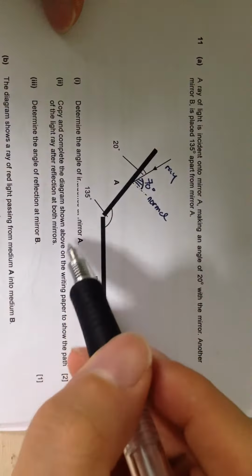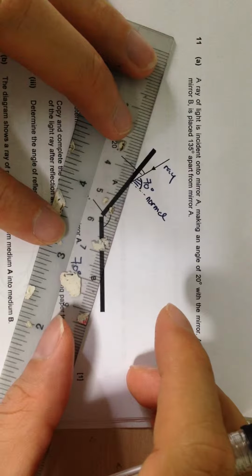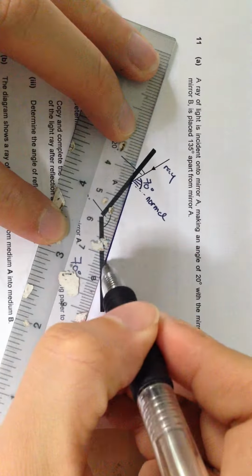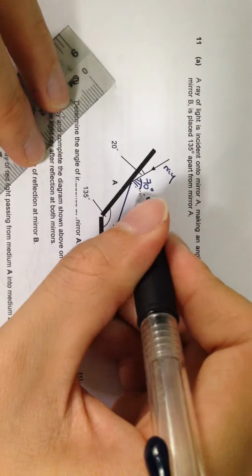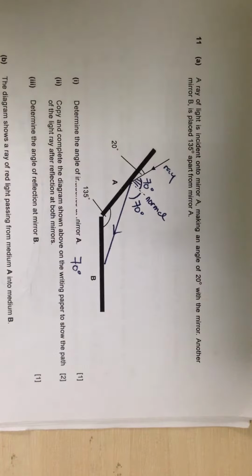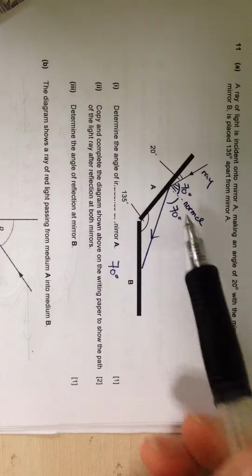Copy and complete the diagram shown on a rating paper and show the rest. Please make sure you draw to scale. Because I'm just going through, I'll just draw it. Remember the arrow. Remember to state the angle here is also 70 degree. Then you'll be able to get the 2 points. My guess is that 1 point will be the ray plus the arrow. The other point will be about this 70 degree.